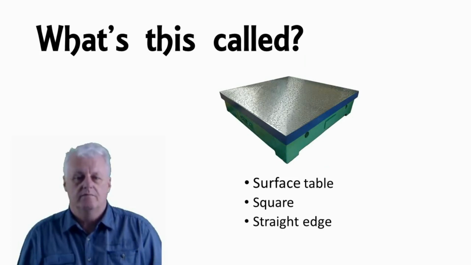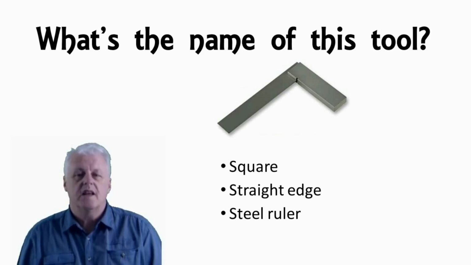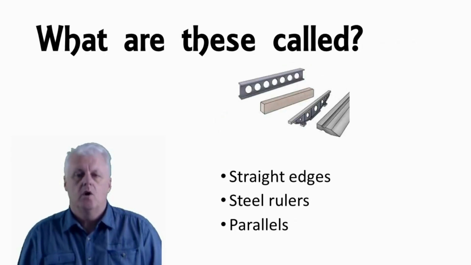What's this called? Surface table, square, straight edge. The answer is surface table. What's the name of this tool? Square, straight edge, steel ruler. The answer is square. What are these called? Straight edges, steel rulers, parallels. These are straight edges.